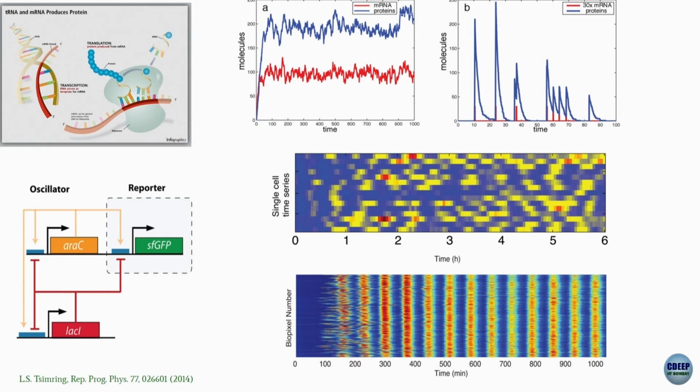People have various reporters in biology, red and yellow and so on. What that means is that when this protein is produced, you will see spots of fluorescence which are green in color. And then if you look at single cells, this is a single cell time series. There are some 20 cells or so. As a function of time, you are looking at the fluorescent intensity of this green protein. And what do you see?